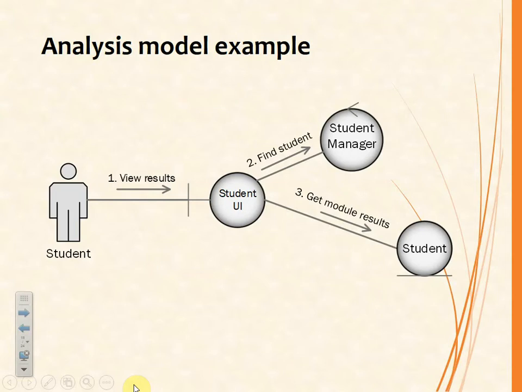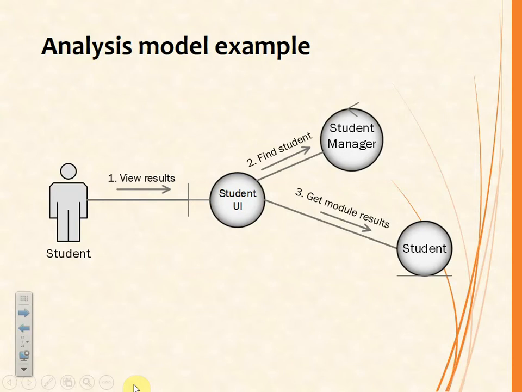So the student UI class can send a message to the student manager class saying find student. Implied in that message there's going to be a student ID. We don't show that here. That's a decision for the final solution when we come to do the class diagram. For now, we just show the bare bones of it, which is the name of the message.